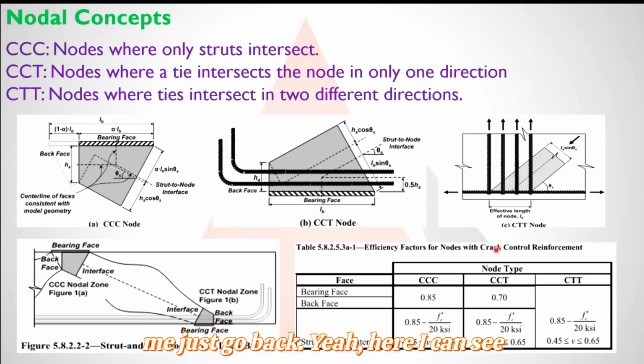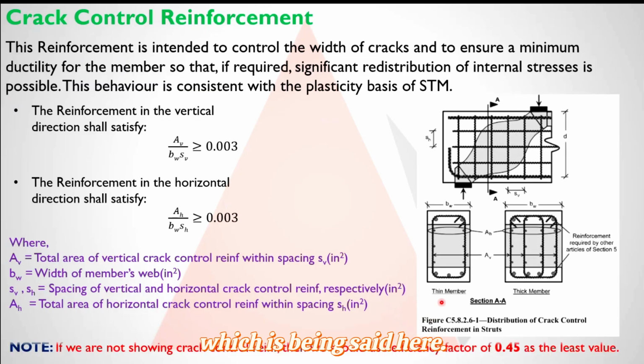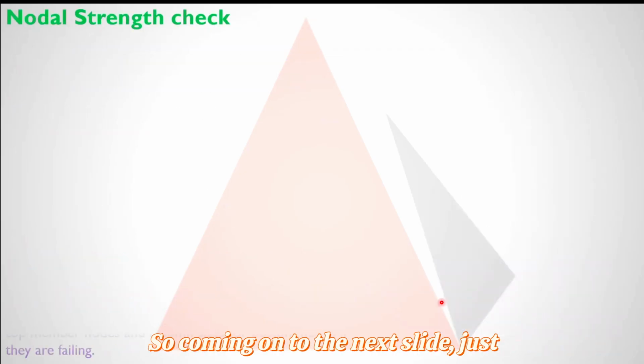Let me just go back. Yeah, here I can see this table. So here it has a range of 0.45 to 0.65. This is just for the case if we are having crack control. But if we are not having crack control, then we will use 0.45 only in all the cases, which is being said here. So coming on to the next slide.